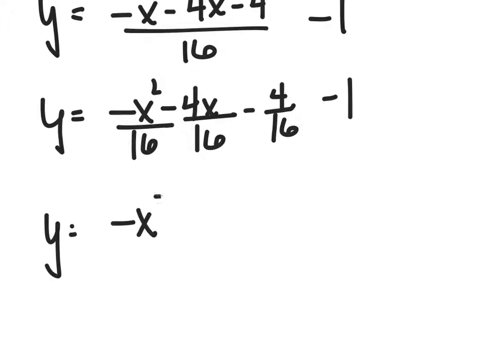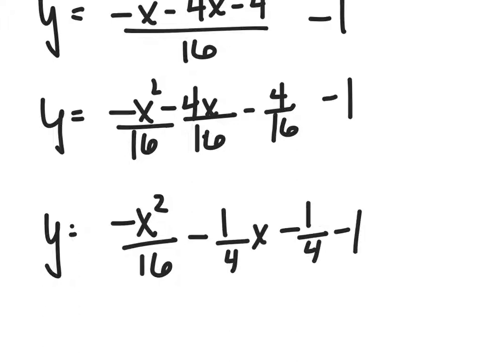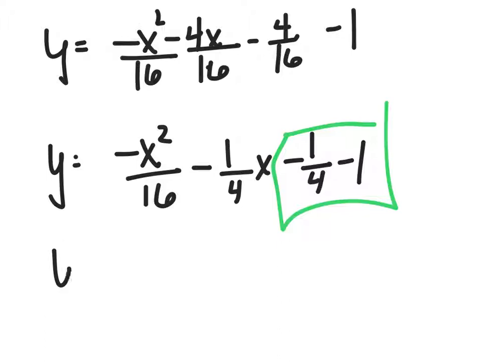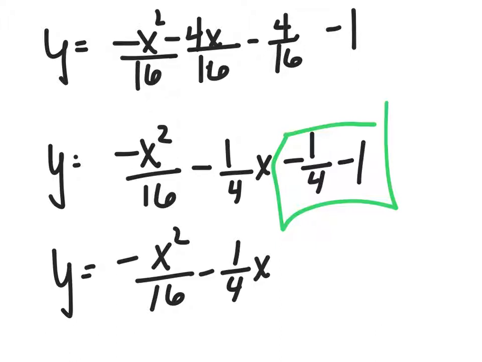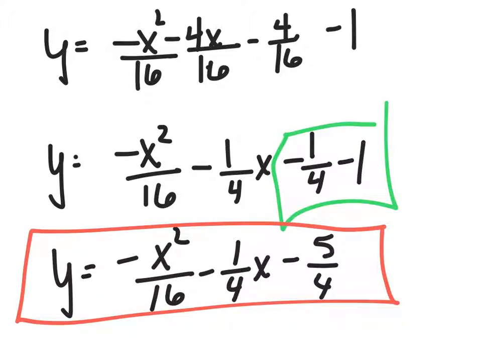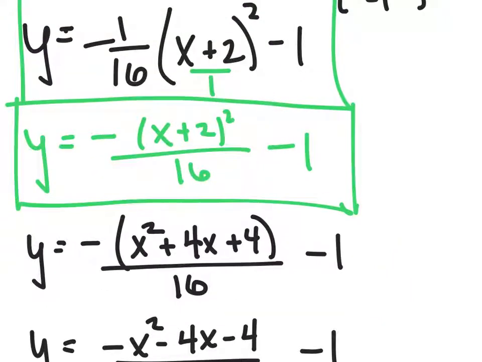So y equals negative x squared over 16 minus 4/16, which reduces to 1/4 x minus 1/4 minus 1. And then because these are like terms, we can actually add those together. And you can grab your calculator, don't have to do it in your head. I'm going to say 1 is equivalent to 4/4. So I'm going to get y equals negative x squared over 16 minus 1/4 x minus 5/4. And again, you can grab your calculator to subtract those if you need to. And then this would be the other way they could express that answer. But all in all, I would probably leave it like this, and I'm only cleaning it up if for some reason that's not a choice.